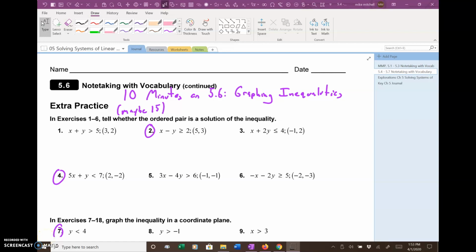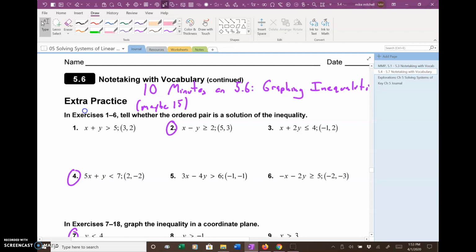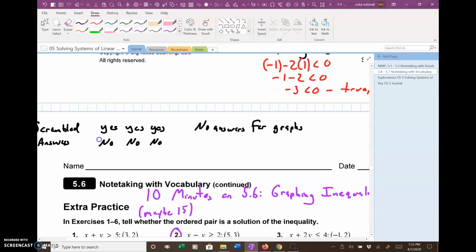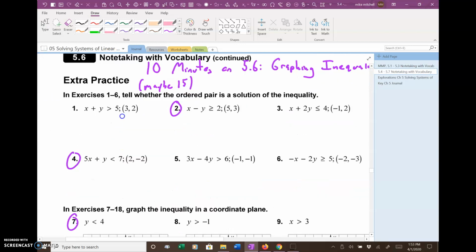Welcome, kiddies. I'm shooting for 10 minutes on 5.6 Graphing Inequalities. This is your extra practice from the journal. Okay, here, number 2 and 4 we're going to start with. Don't forget, we got answers up here, but not for the graphs today.